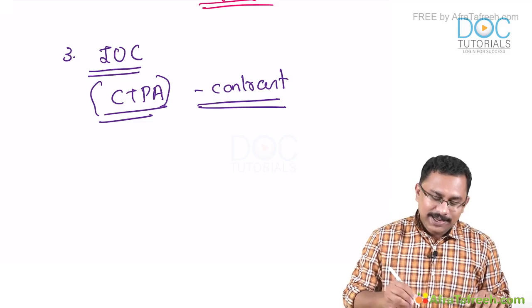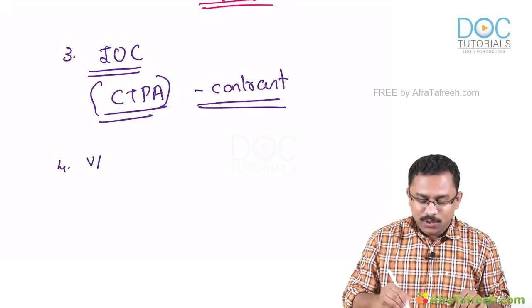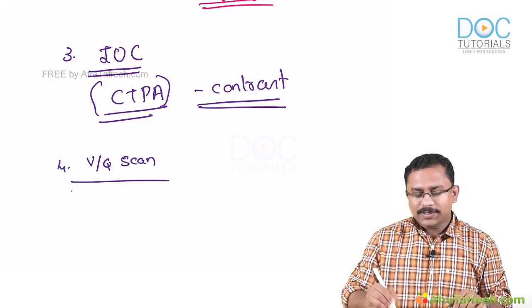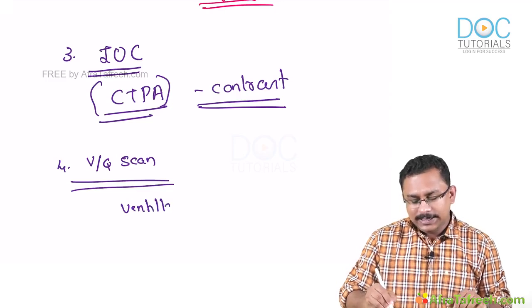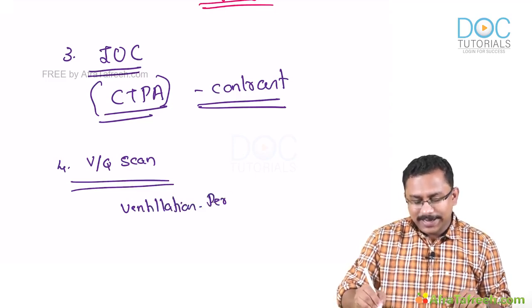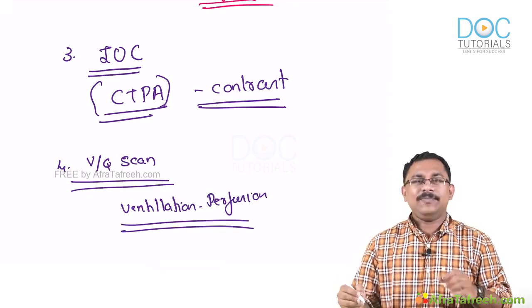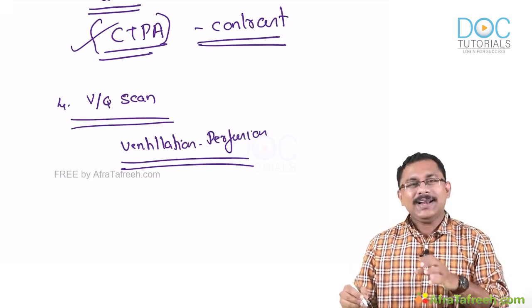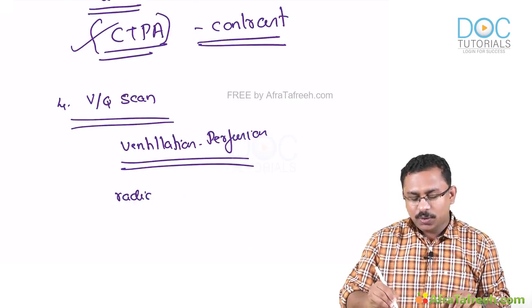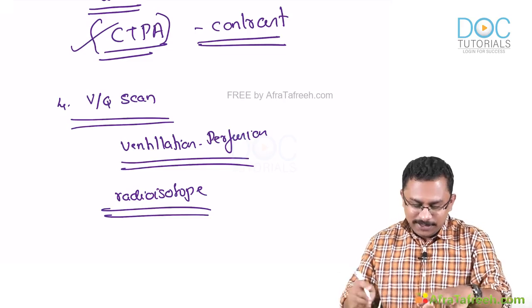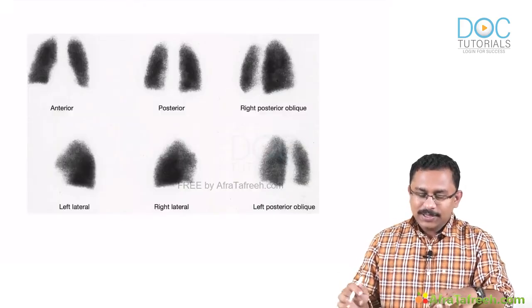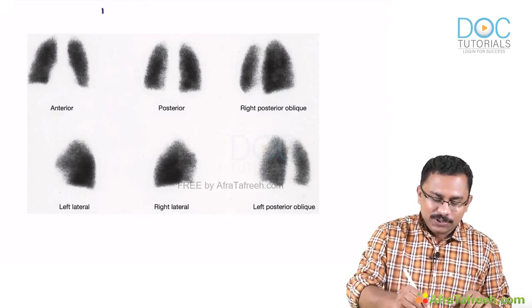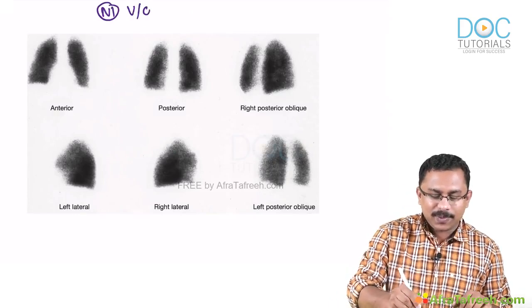And remember, previously we used to do the V/Q scan, or the ventilation perfusion scan. This ventilation perfusion scan is reasonably a standard test for pulmonary embolism, but now we tend to use CT pulmonary angiography more often. What is done in a V/Q scan is done using a radioisotope. I'll just show you the image. This is using a radioisotope and this is actually a normal V/Q scan.